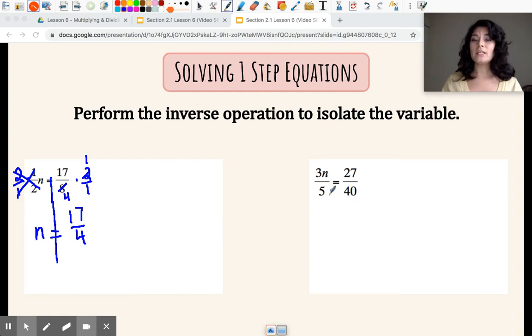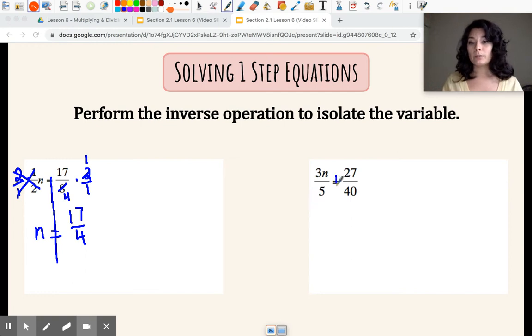Okay, so you might see an equation that kind of looks like this, where instead of the numerator being off to the side, like in the first example, it's actually with a number sitting in the numerator. It means the same thing. You're going to look at this 3 and 5 as if it's a 3/5.